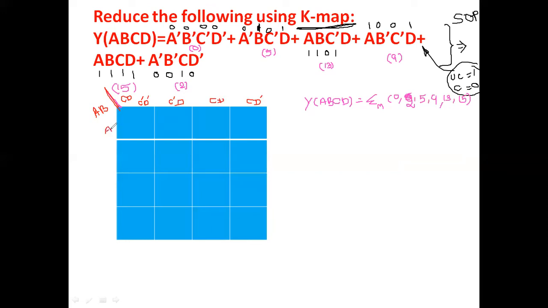Similarly, A bar B bar, A bar B, and then A B bar here, since it should follow the gray code, and then A B. So please don't forget each and every time, at least till 6 to 10 problems, you have to write each cell's value. 0, 1, 2 to be here, and then 3, 4, 5. Sometimes it may be boring to you, but if you practice, no need to follow this.